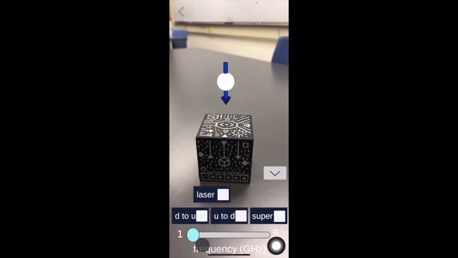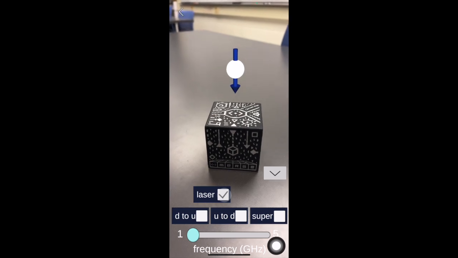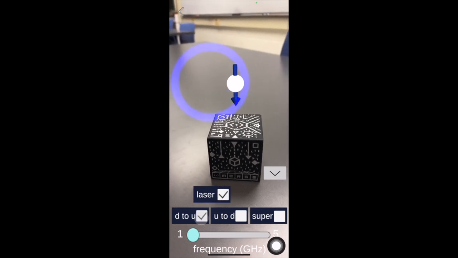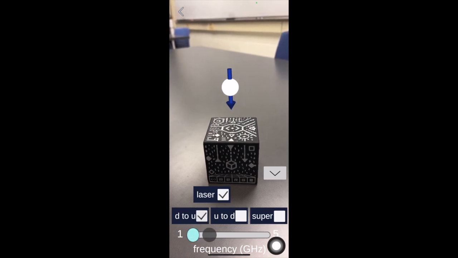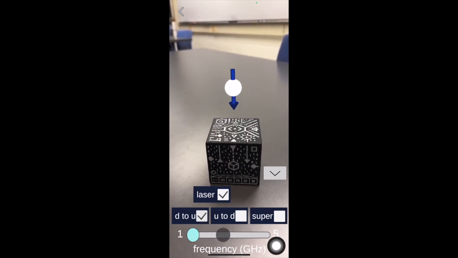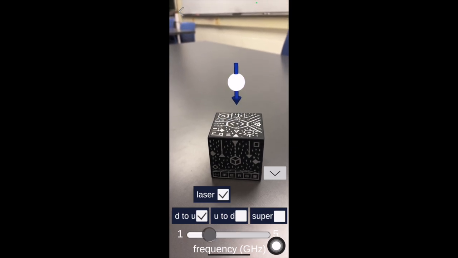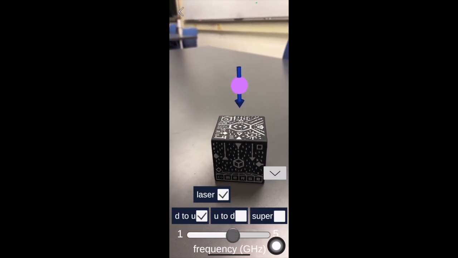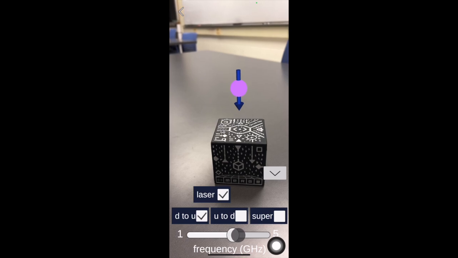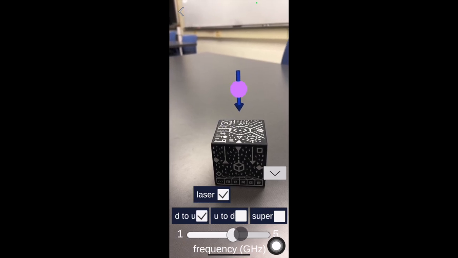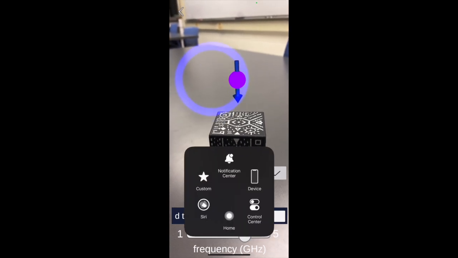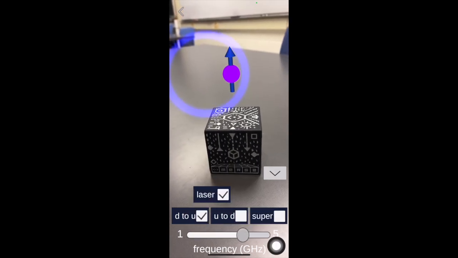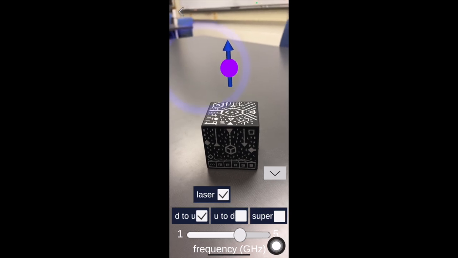So what this allows us to do is turn on the laser. So we can say the laser's on. We're going to choose the down to up transition. And so you can see we went to a higher energy color. And when the frequency gets close to the right frequency, you can see it indicate that the electron will turn that color, just to let students know. You can see it just went from down to up.